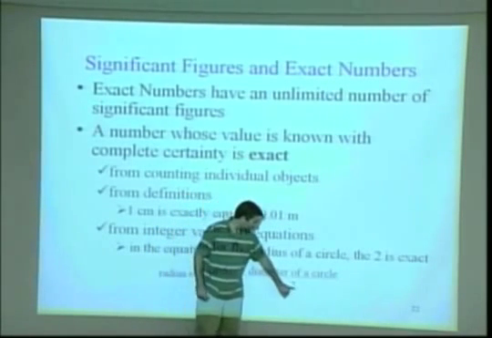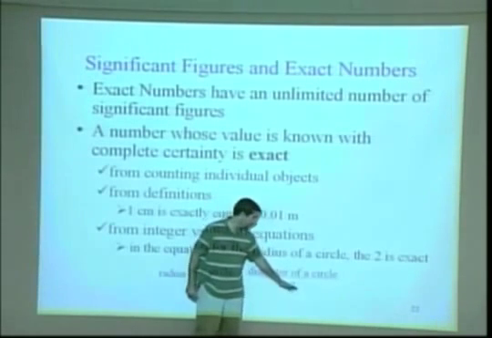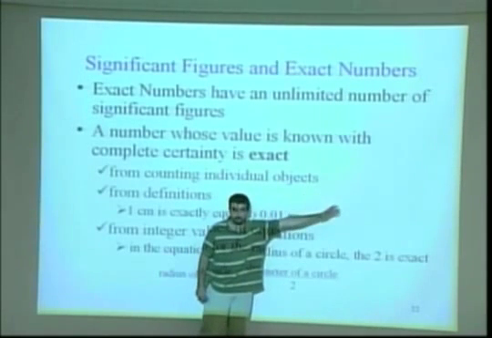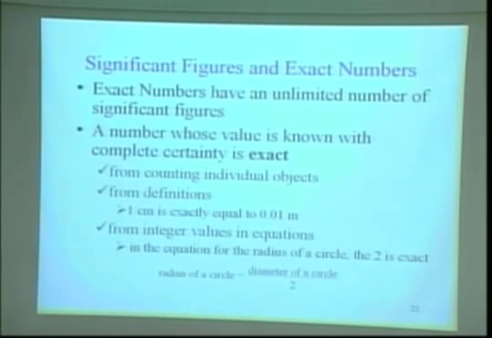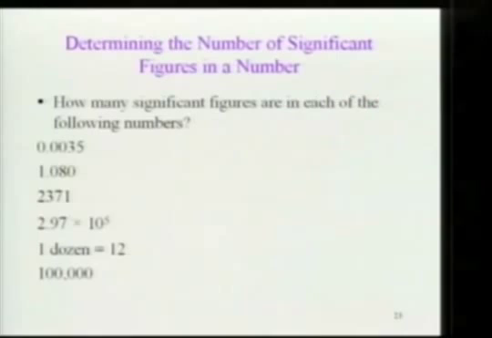However, when you use this 2, realize it's a perfect number. It's 2.0 to infinity. Okay? It's going to have an unlimited amount of significant figures. So why does all this even matter? Because there's specific math that you're going to have to do. And I'll show you how that works.